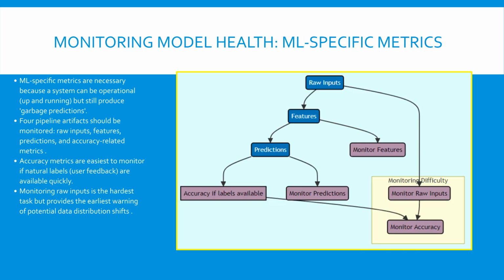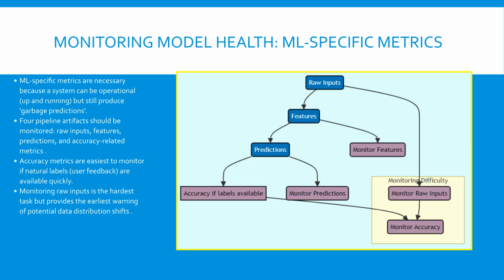Operational metrics only tell us if the lights are on. Model-specific metrics tell us if the predictions are actually useful, preventing the model from running and producing garbage silently. We monitor 4 key artifacts, moving from the end of the pipeline back to the start. The easiest artifact to monitor is accuracy, but this requires natural labels, meaning automatic feedback from user actions, like a user clicking on a recommended item.